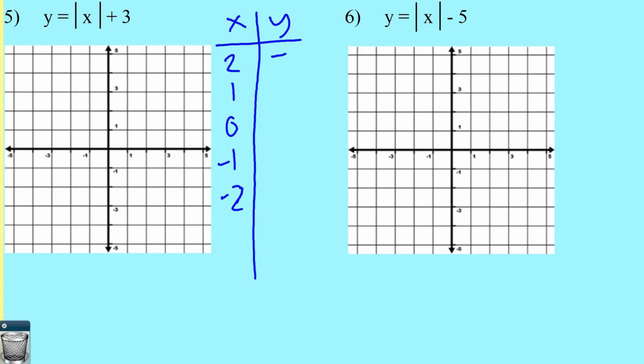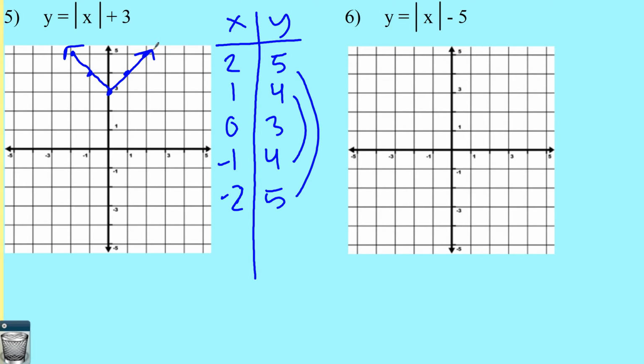So I plug in 2, 1, 0, -1, -2. Again, I'm just plugging those x values into my equation over here. And here, I know I'm doing all right because I've got some y's that repeat in this form. So let's graph it. So (2, 5), (1, 4), (0, 3), (-1, 4), (-2, 5). There we go. All right, now do number 6.